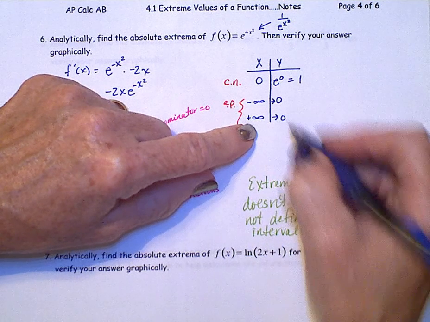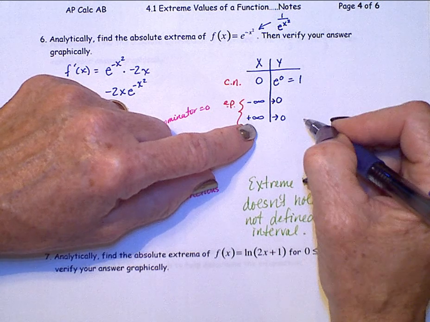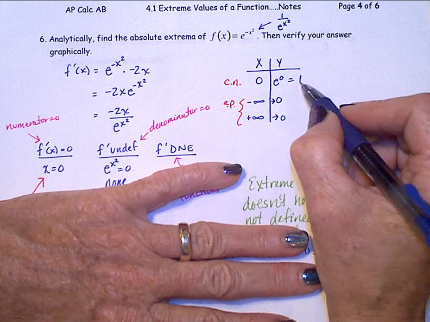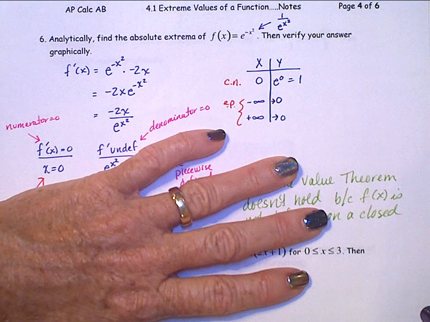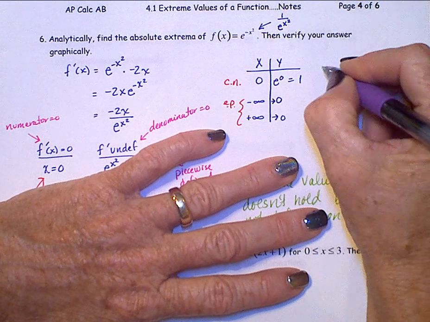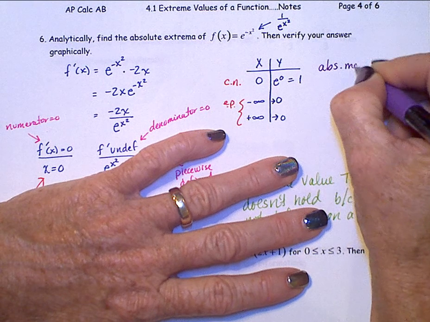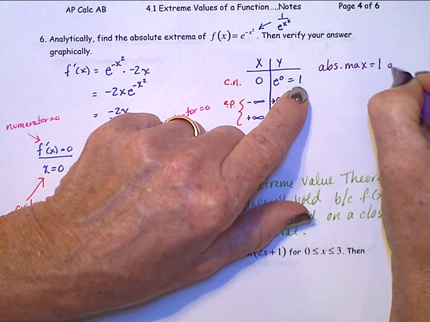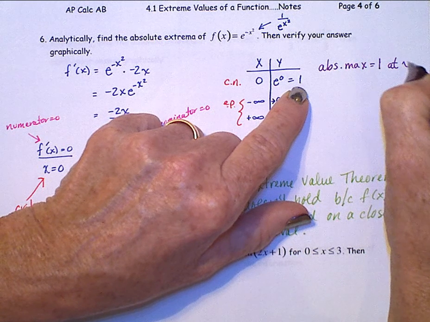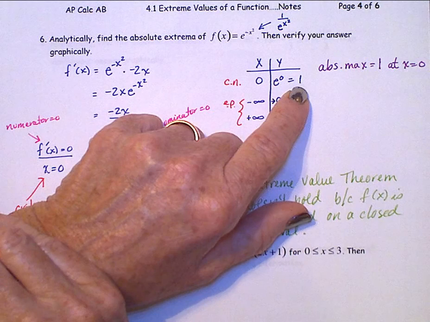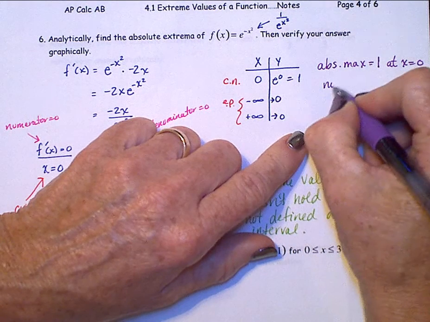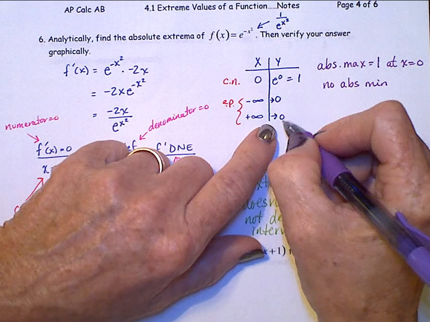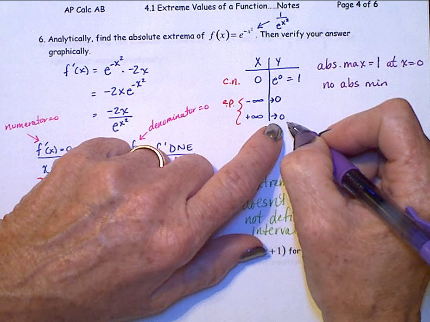All right, so from reading this, this is looking like we have an absolute maximum value. The absolute maximum value is 1, and it occurs at x equals 0. There is no absolute minimum because we don't actually ever get to 0.